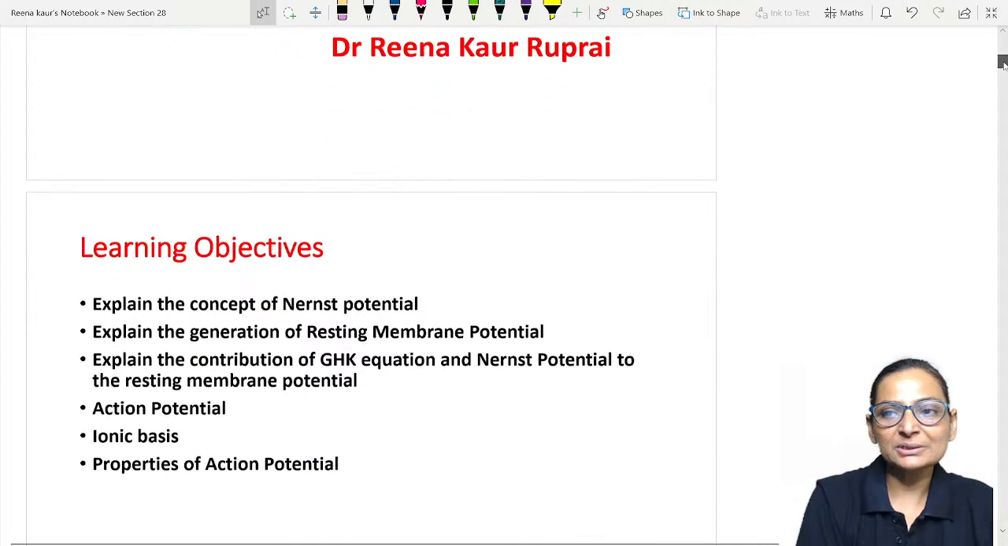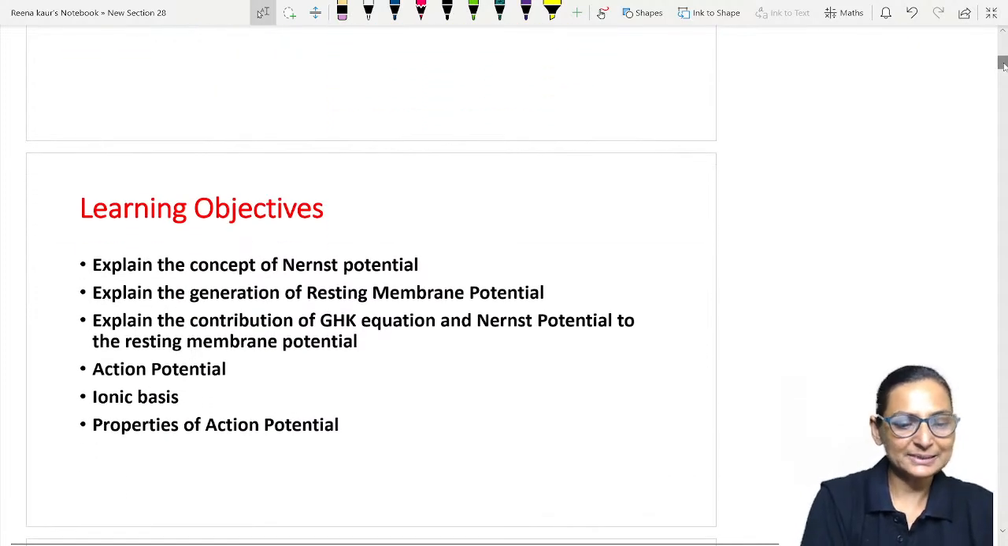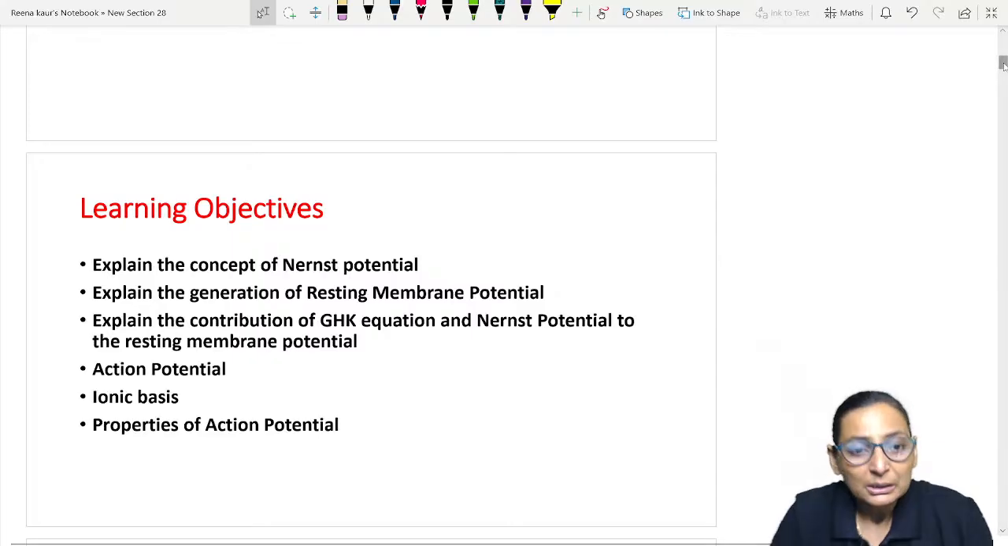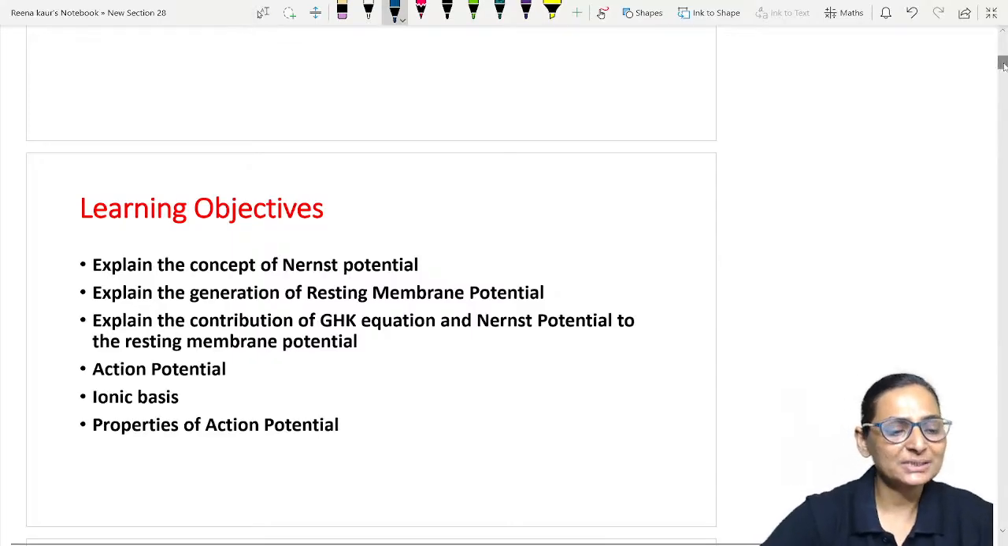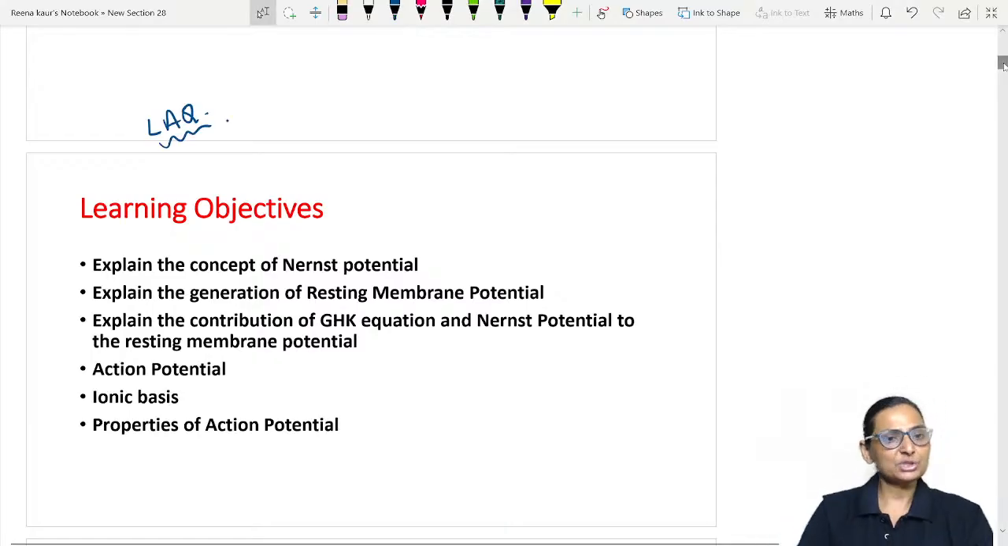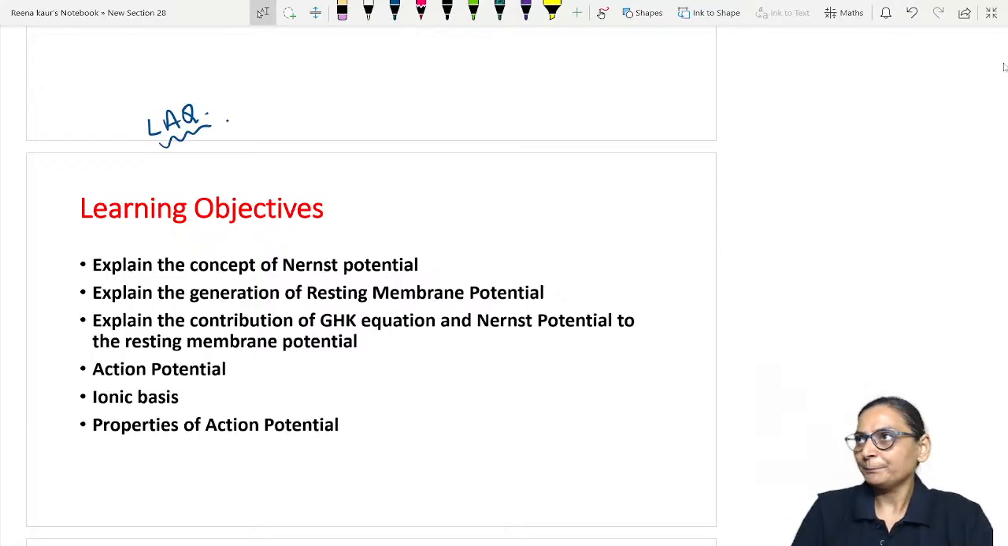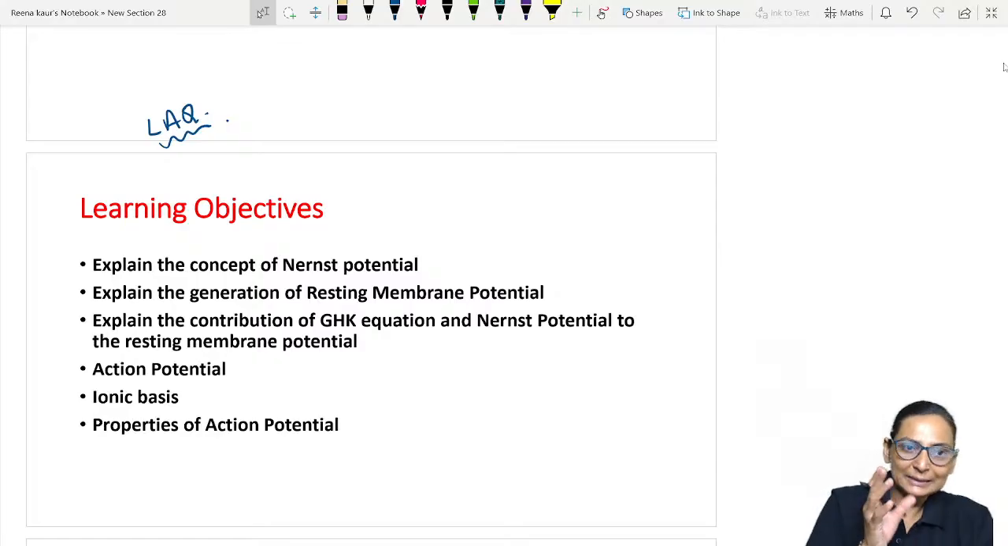that is our resting membrane potential and action potential. ठीक है, resting membrane potential and action potential. Now again this is one of the most expected LAQ. ठीक है, one of the most important expected LAQ. It is very important और ये आता ही है.